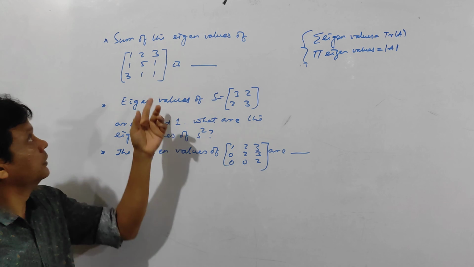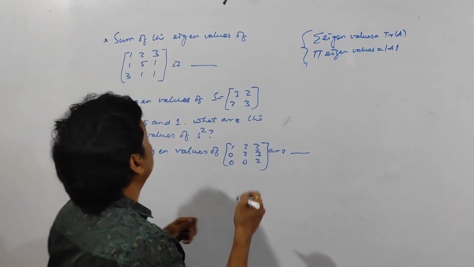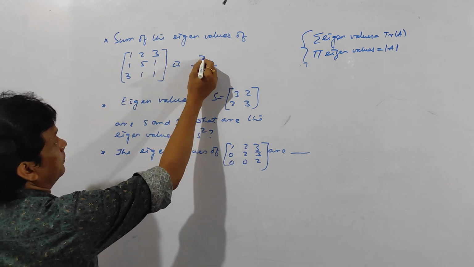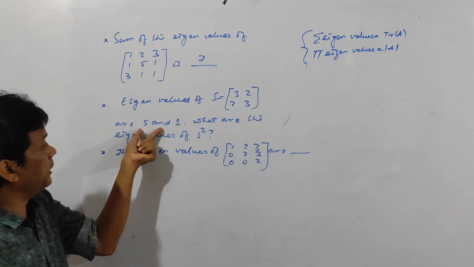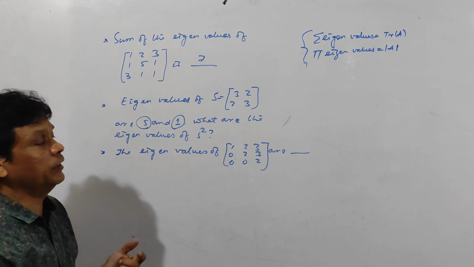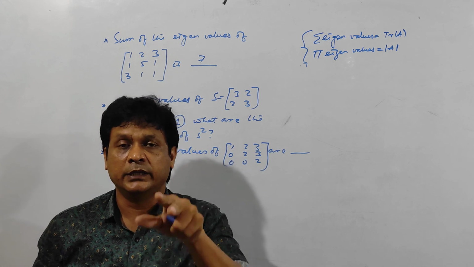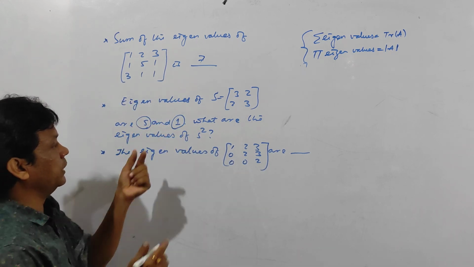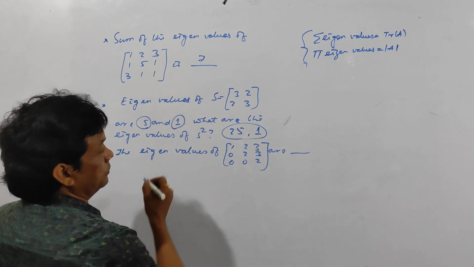Let's see here. What is the formula for the sum of the eigenvalues? Trace of A. That means simply take the sum of these diagonals: 5 plus 1 plus 1 is 7. So this is the answer. The eigenvalues of S are 5 and 1. So what are the eigenvalues of S square? I have told you, if lambda is an eigenvalue of the matrix A, then lambda square is an eigenvalue of A square. So square of 5 and square of 1. The answer is 25 and 1. So these are the two eigenvalues.